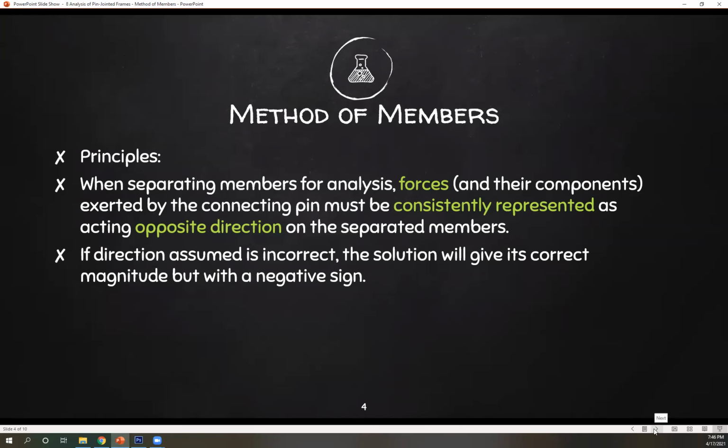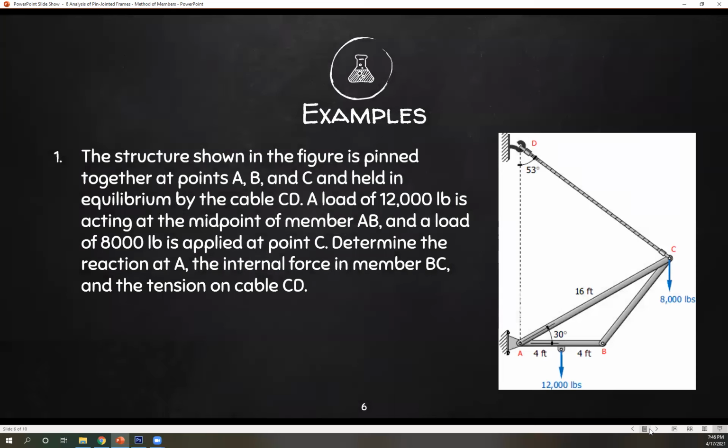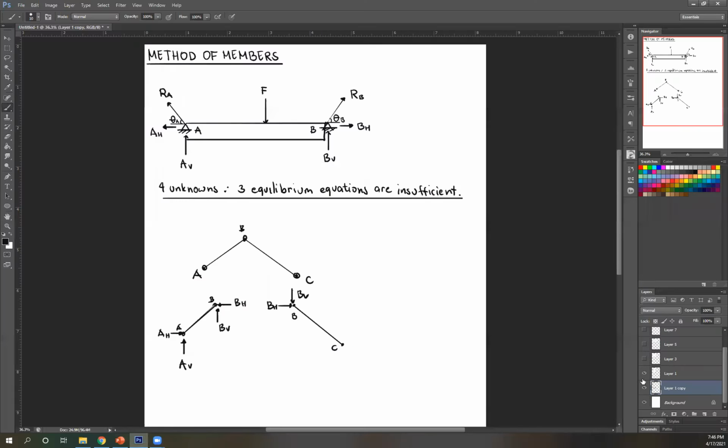Let's have a few examples to better understand these concepts. So let's start with number one. The structure shown in the figure is pinned together at ABC and held in equilibrium by the cable CD. A load of 12,000 pounds is acting at the midpoint of member AB, and a load of 8,000 pounds is applied at point C. Determine the reaction at A, the internal force in member BC, and the tension on cable CD. So we're looking for three things: reaction at A, internal force at BC, and then tension on this cable. Okay, let's solve.